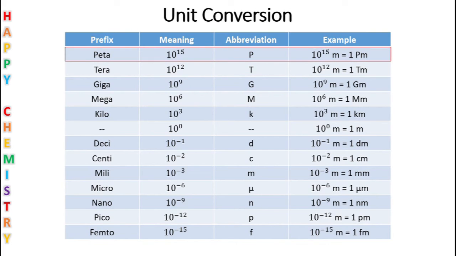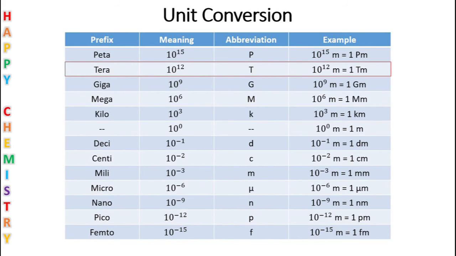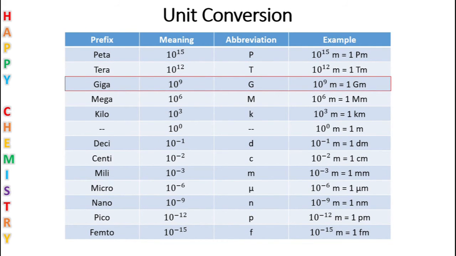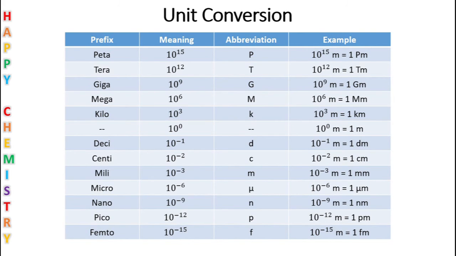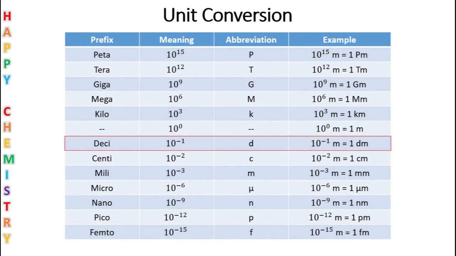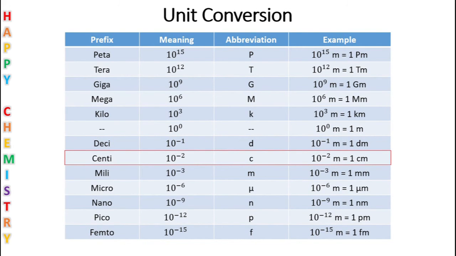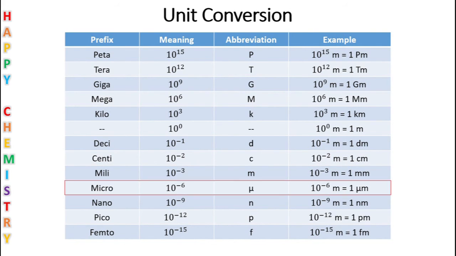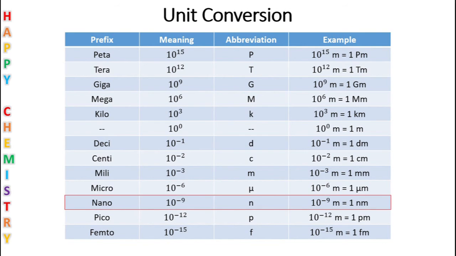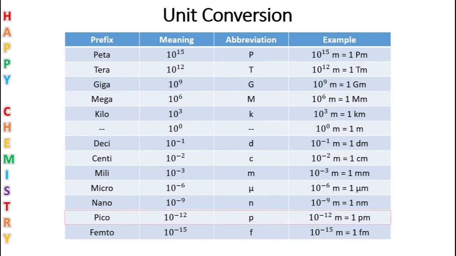Similarly, for 10 to the power 15, peta, for 10 to the power 12, tera, for 10 to the power 9, giga, for 10 to the power 6, mega, for 10 to the power 3, kilo, for 10 to the power minus 1, deci, for 10 to the power minus 2, centi, for 10 to the power minus 3, milli, for 10 to the power minus 6, micro, for 10 to the power minus 9, nano, for 10 to the power minus 12, pico, for 10 to the power minus 15, femto prefixes are used.